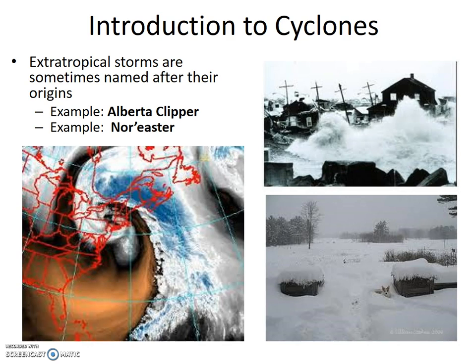Extratropical storms don't usually get a specific name, but are generally named after their origins, such as Alberta Clipper or Nor'easter, which was discussed in a previous chapter. The picture on the bottom left is of a nor'easter, as the winds are coming from the northeast when the storm hits land. The top right image is of storm surges associated with a nor'easter, and the bottom image is of the snow dump from a blizzard from a nor'easter. Extratropical cyclone.